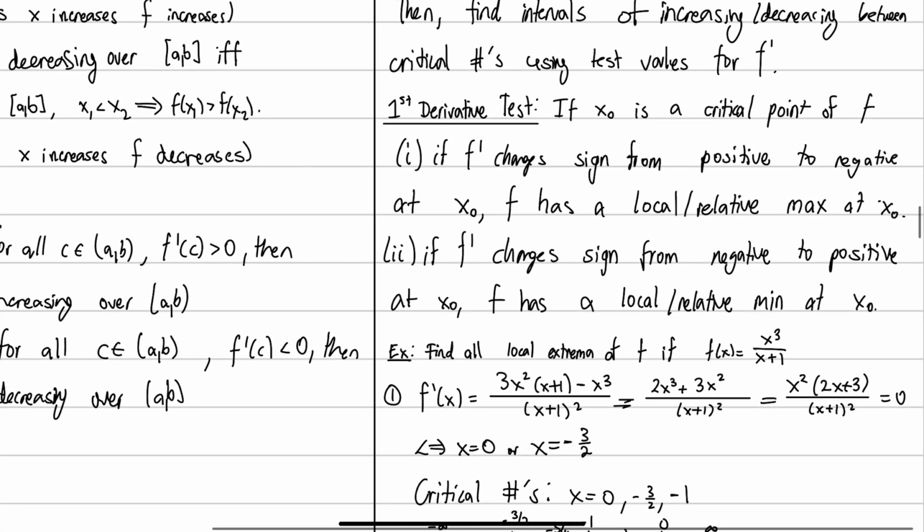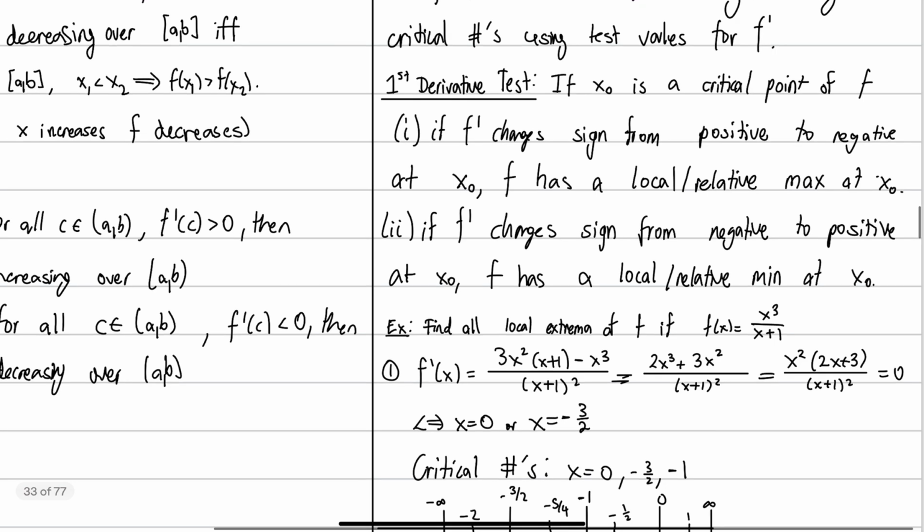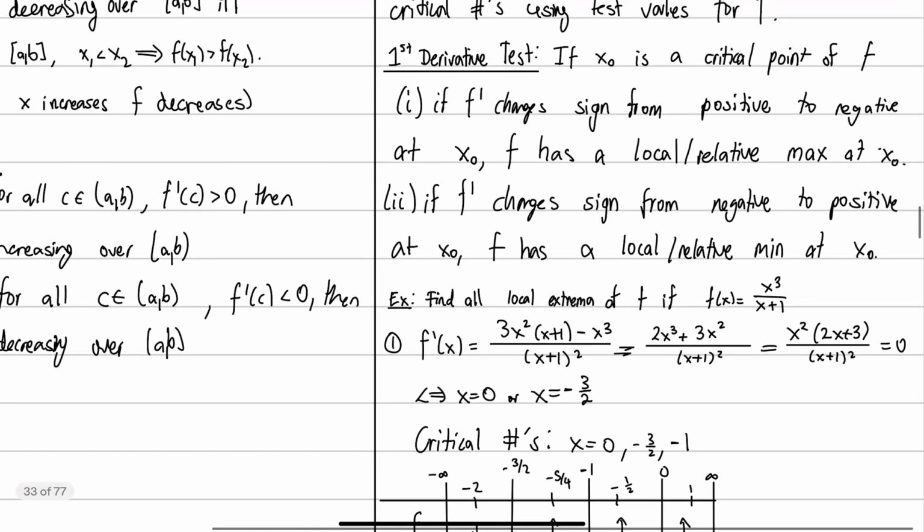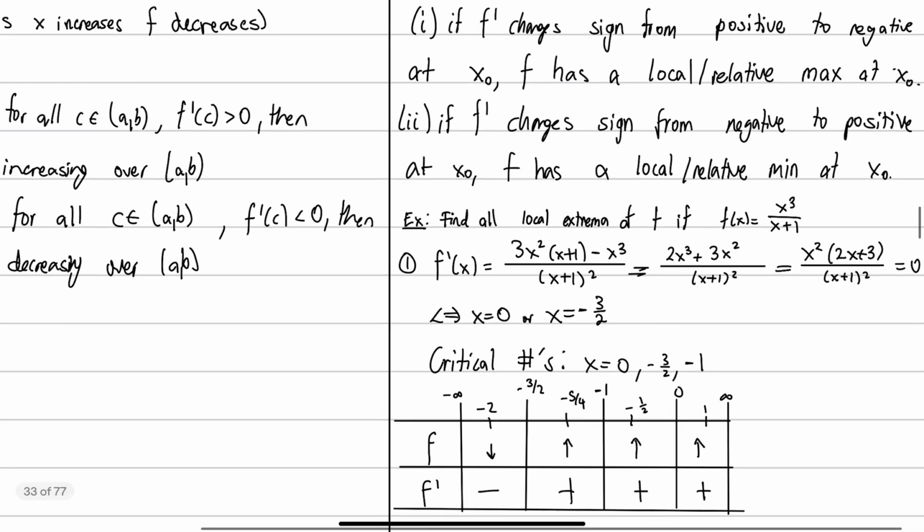So the first derivative test is a theorem. It tells us that if a point is a critical point of f, then if f prime changes sign from positive to negative, it's a local max, and if it changes sign from negative to positive, it's a local minimum, right? Also note that a local minimum or local maximum is a relative minimum or maximum.